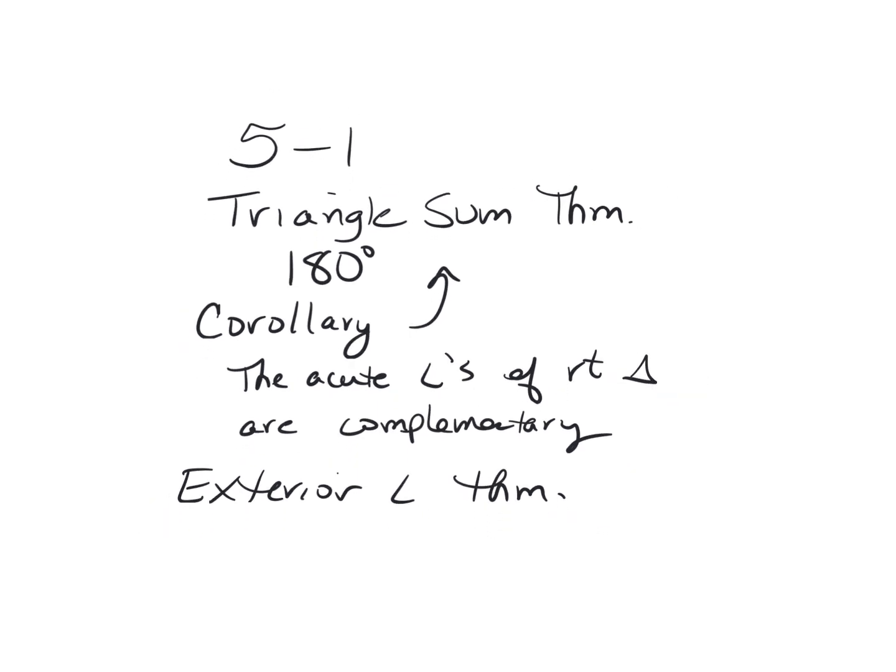Also in 5.1, we learned all the names for the triangles. So know the names based on their angle measures. And remember, that was acute, right, obtuse, and equiangular. And then we also classified them based on how long each of the sides were. And remember, that was scalene when they were all different, isosceles when 2 were the same, and then equilateral when all 3 were the same. So know the triangle names.